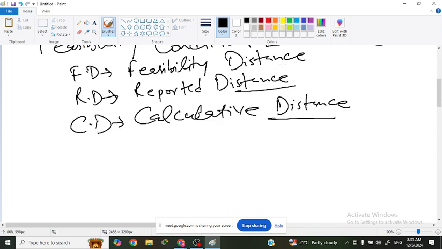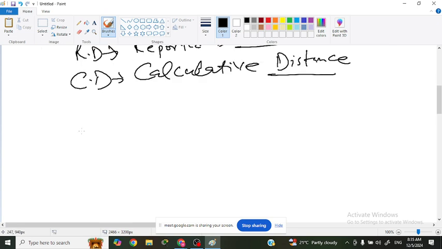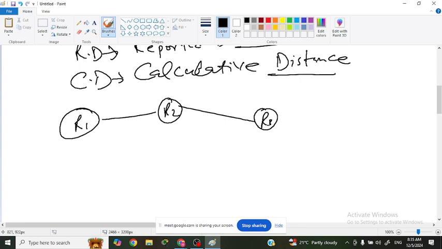Okay. What is the calculated distance? Let's suppose here it is R1, R2, R3, R4. Let's suppose we are taking a total of 15, 5, let's suppose 20 or 15 here. Okay, let me send you another thing. One minute.